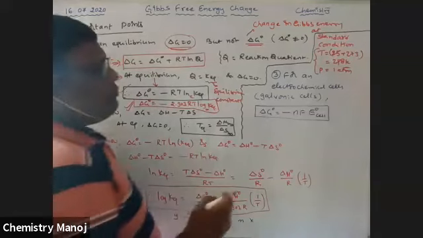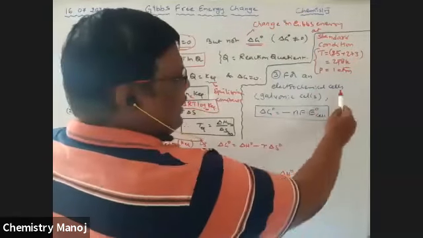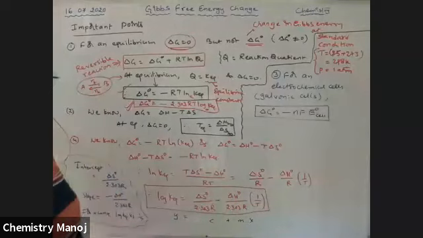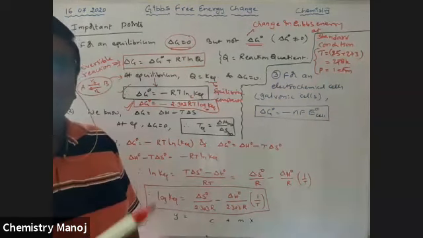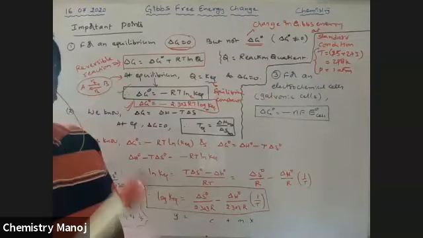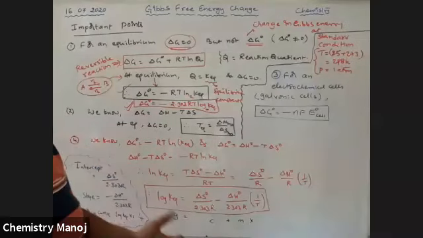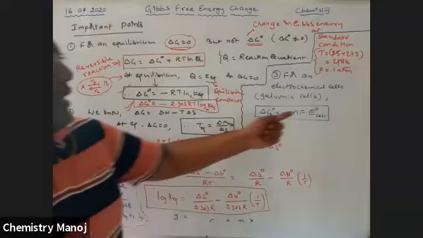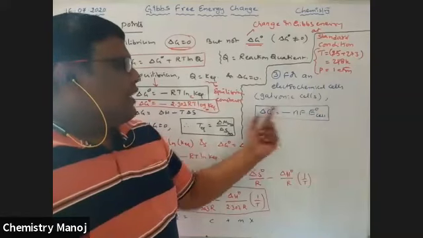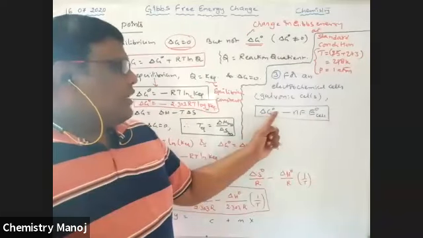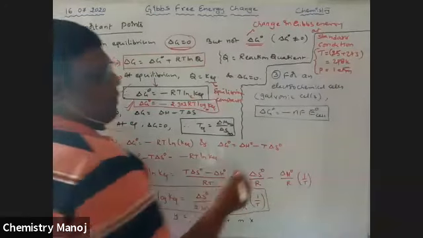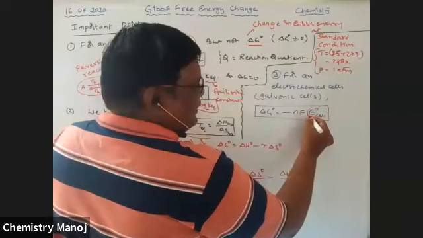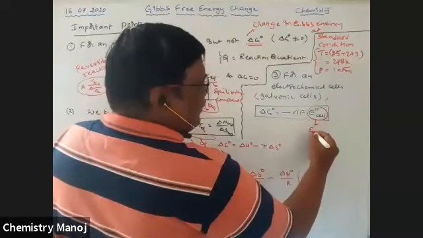Next one. For a galvanic cell, like a rechargeable battery cell, our cell phone battery cell, charging and discharging takes place. For those cell phone batteries, some potential difference is there. That E is related with delta G naught. Delta G naught is equal to minus nF E naught cell. This E naught cell is nothing but the EMF of the cell.